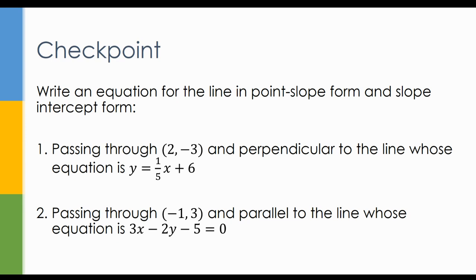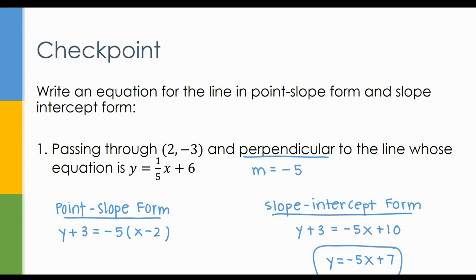So I would like you to pause. You're going to write an equation of the line in point-slope form and in slope-intercept form. So two different checkpoints here. I'm giving you the point (2, -3), and I want it perpendicular to the line whose equation is y equals 1/5 x plus 6. And then I also want the point (-1, 3) to be parallel to the line whose equation is 3x minus 2y minus 5 equals 0.